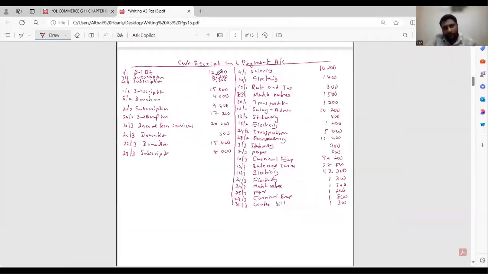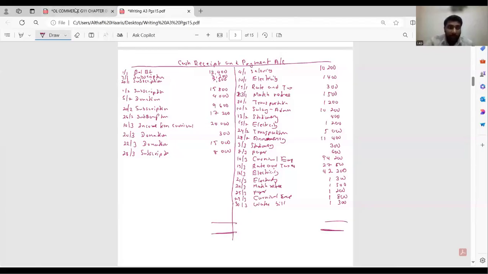Shall we balance it? So 12,400 plus 3,200 plus 7,300 plus 15,800 plus 4,000 plus 9,600 plus 17,200 plus 20,000 plus 300 plus 15,000 plus 8,000. 112,800.